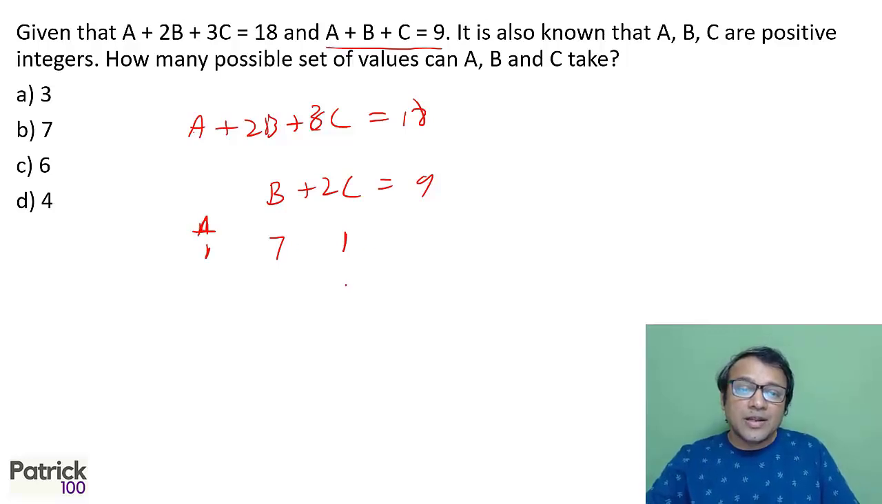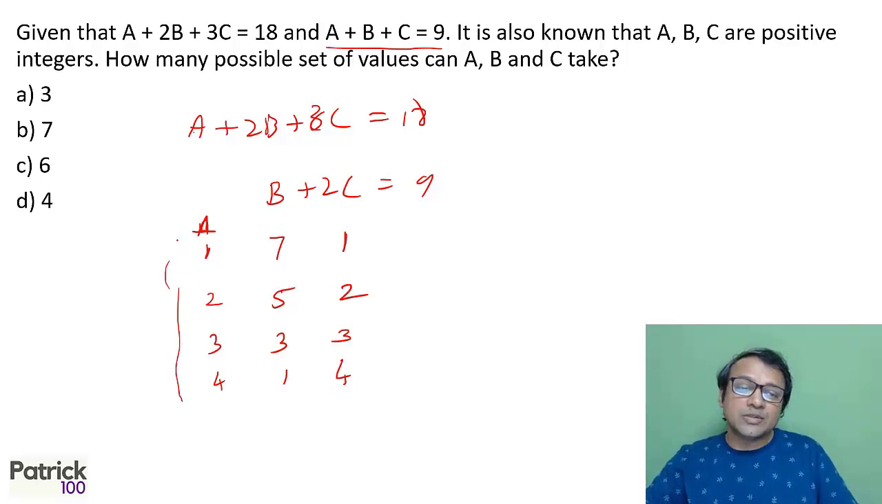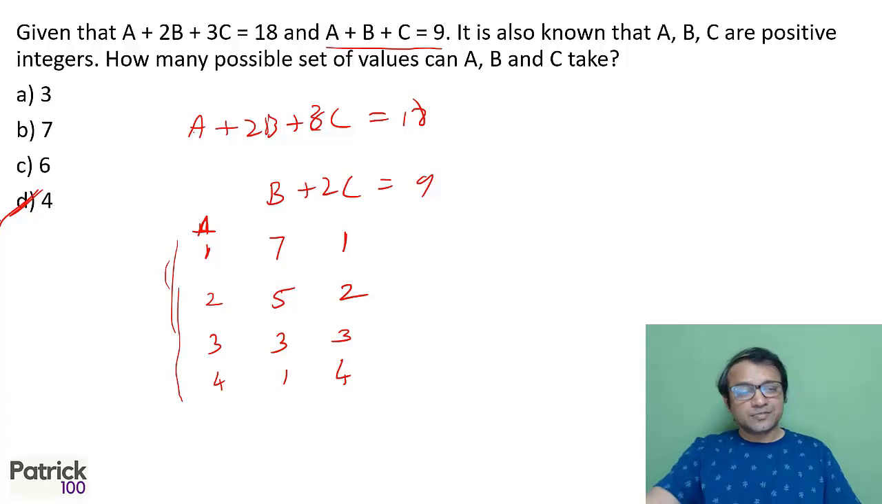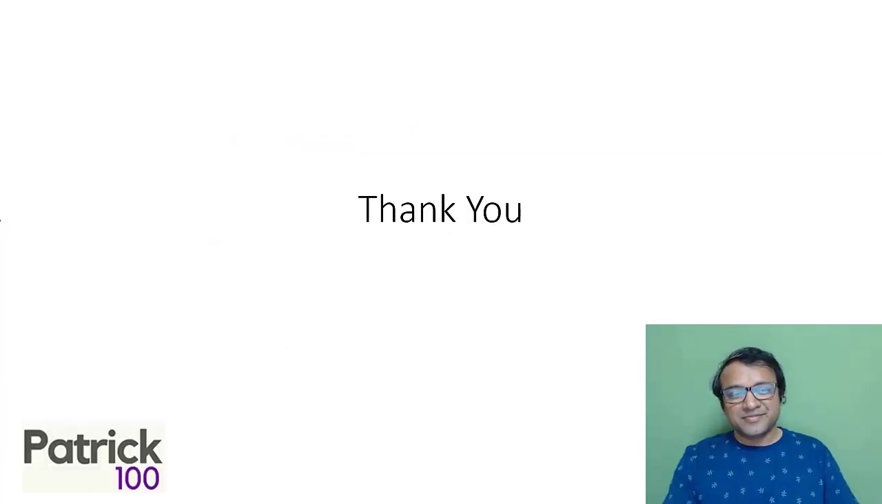Total is 9, right? If C is 2, then B is 5, A will be 2. Total is 9. Then 3, 3, 3, again total 9. So B plus 2C should be 9 and A plus B plus C should be 9. Satisfied. And 4, 1, 4. So 4 cases possible. So the answer will be D option. Thank you.